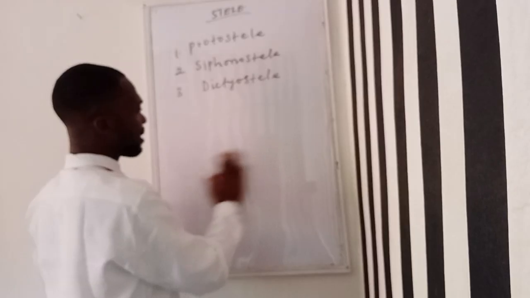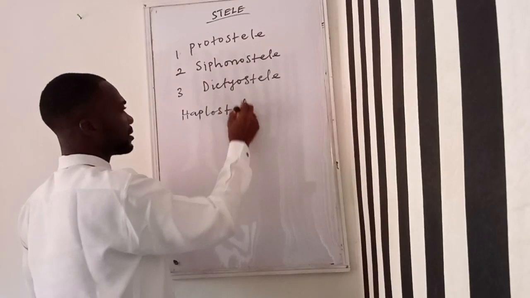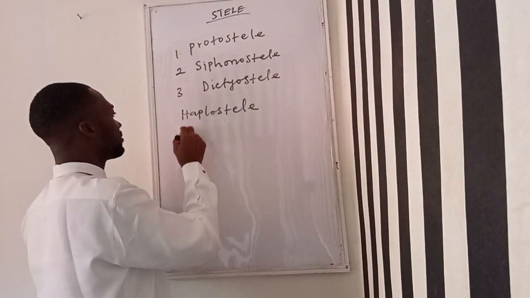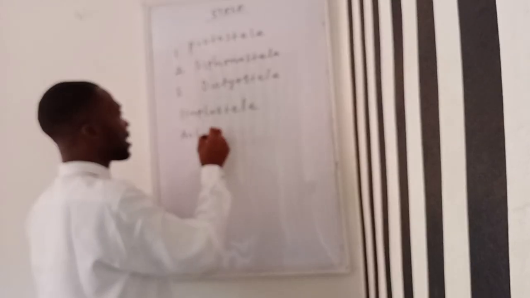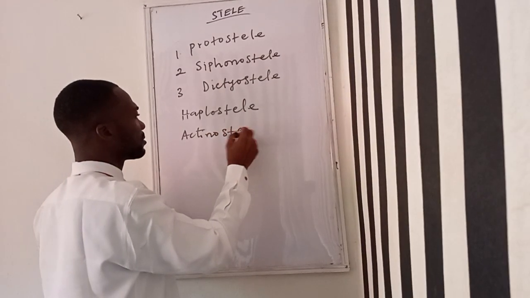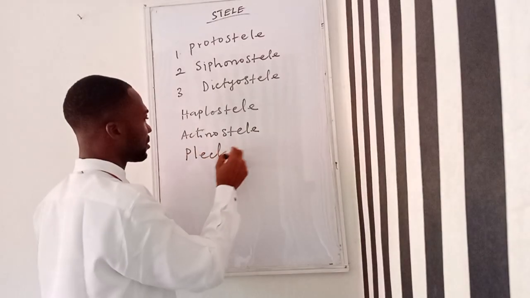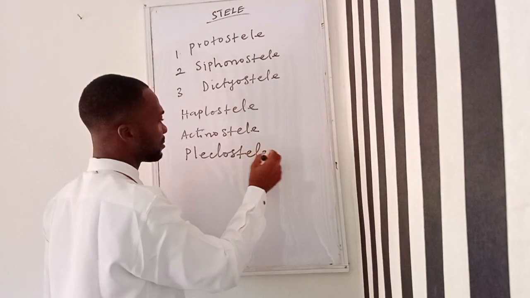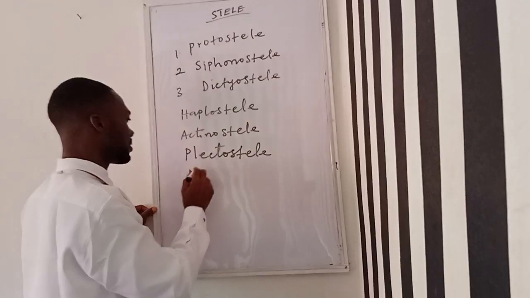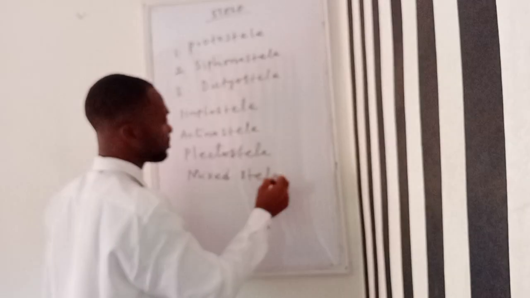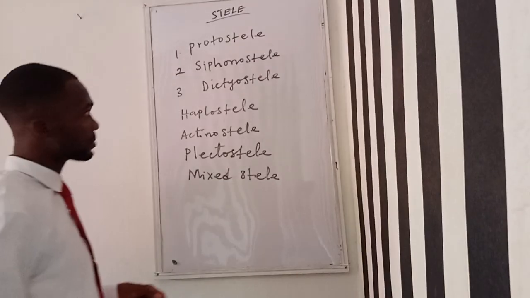All right. So having known that, we'll now go into the types of protostele. We'll have the haplostele, the actinostele, the plectostele, then the mesostele. So let's go into the first one.